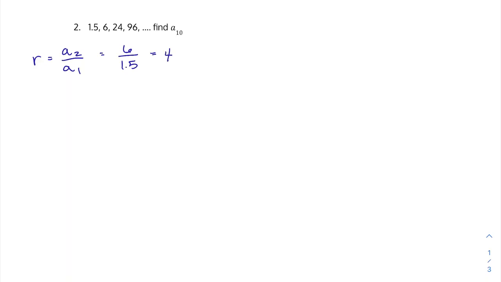I have two options to check and see if this is a geometric sequence. I can continue to see, okay, is a3 over a2 equal to 4? Is a4 over a3 equal to 4? That's one way to do it.